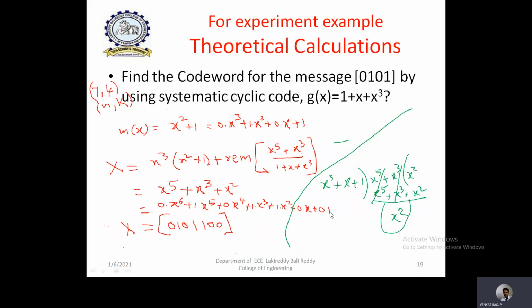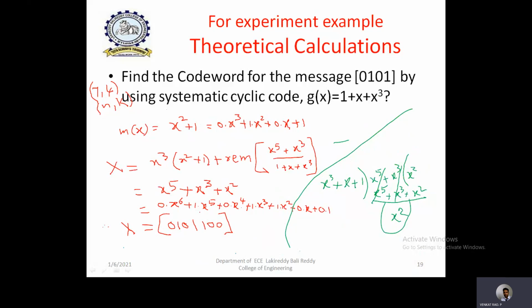So 0 into x plus 0 into 1. So the remainder, if you write all the coefficients one after the other, that will give you the code word or output bits directly. So 0 1 0 1 1 0 0. So this is the systematic code word from the cyclic encoder.